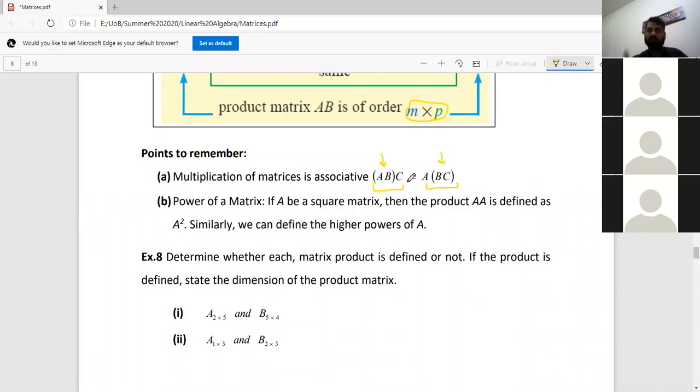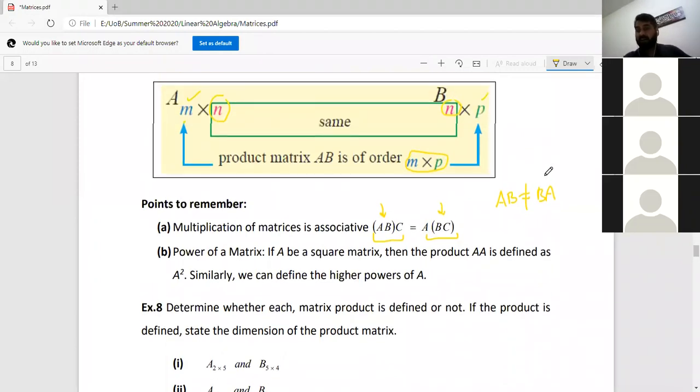But remember, multiplication is not commutative. If you change the order of multiplication, AB and BA, they will not be equal to each other in general. In general they are not equal. You may not even be able to multiply. If you can multiply AB, then you may not be able to multiply BA. The reason is that the orders may not match.